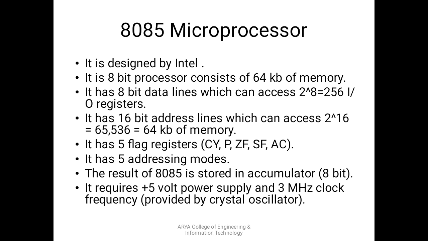It requires a plus 5 volt power supply to work and 3 MHz of clock frequency. As we know, the 3 MHz clock frequency cannot be provided by any oscillator directly. So we use a crystal oscillator, which provides 6 MHz of clock frequency, which is divided into 2 parts, 3 MHz and 3 MHz, which is used by the 8085 microprocessor.